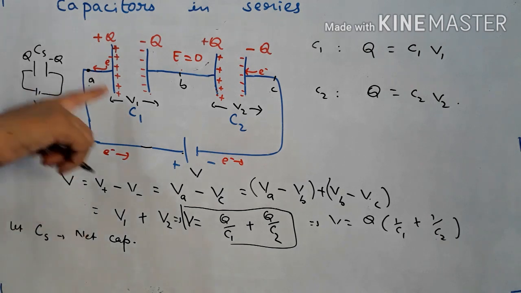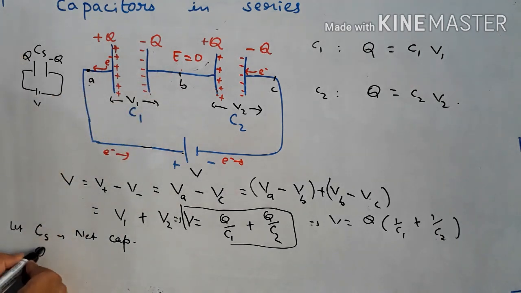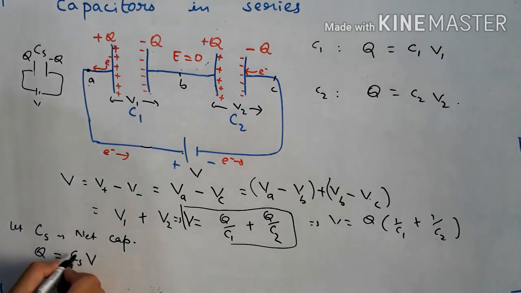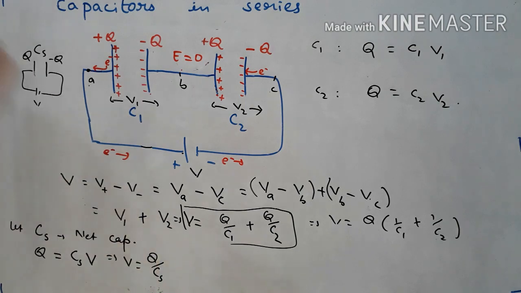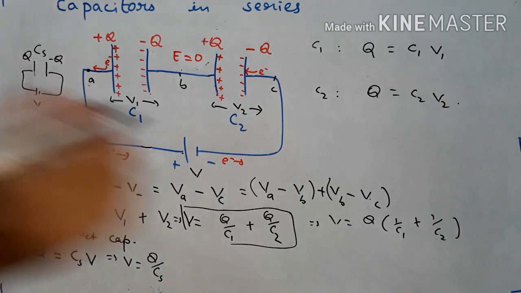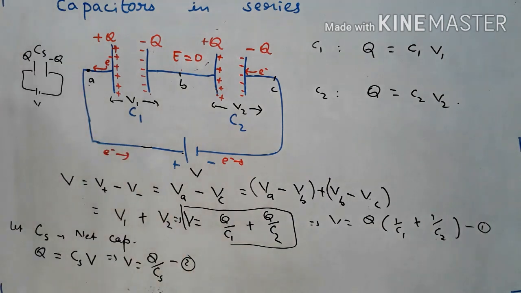If Cs is the net capacitance of these two capacitors, then I can write the charge on this capacitor, Q, is equal to Cs times V, and this implies V will become Q upon Cs. Now these two equations, we can extract some information out of them.